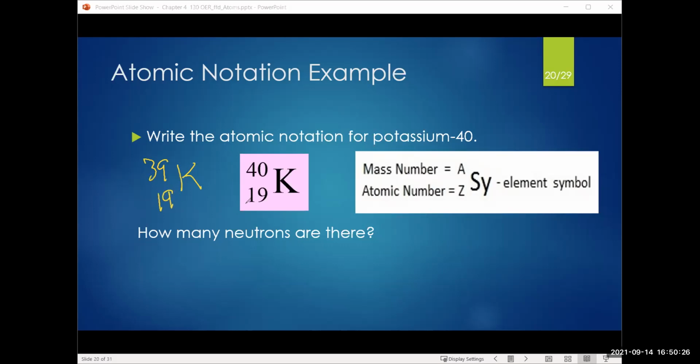They both have the same atomic number, of course. Otherwise, if they did not have the same number, there'd be different elements. But they're going to differ in the mass number because they differ in the number of neutrons. To figure out how many neutrons you have, you simply subtract 40 minus 19, and you get 21 for potassium 40. How many neutrons would potassium 39 have?